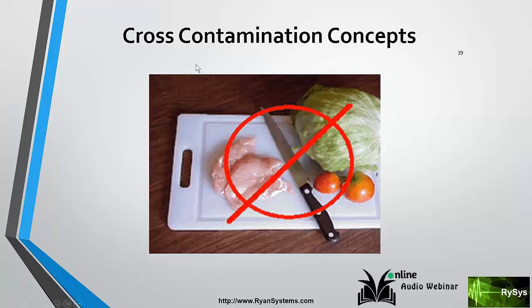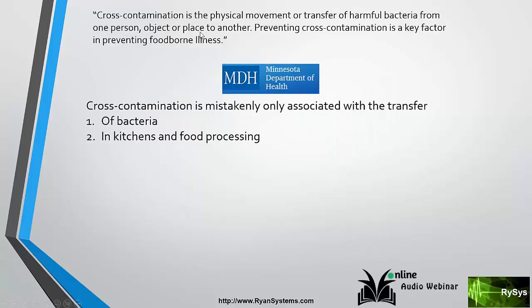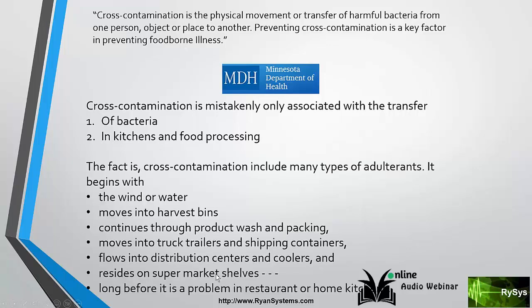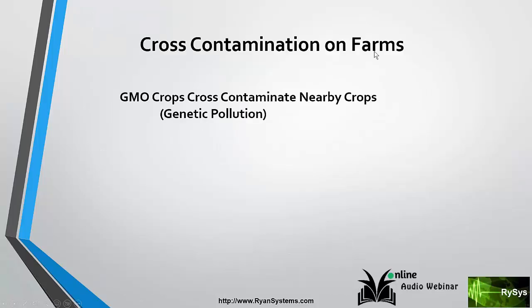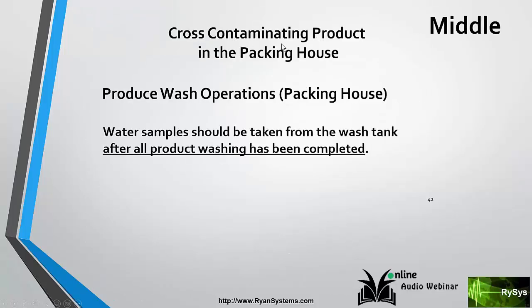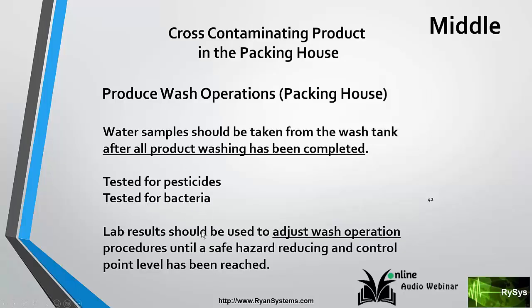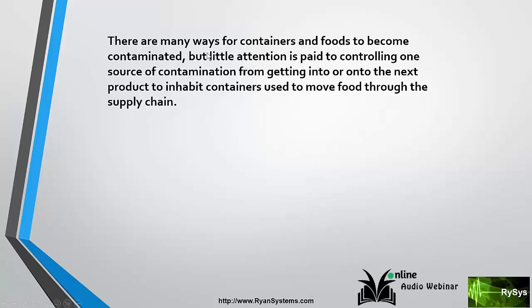Talk about cross-contamination now. Okay, cross-contamination is the physical movement or transfer of harmful bacteria from one person, object, or place to another and resides on supermarket shelves. Let's look at cross-contamination on farms. Cross-contaminating product in the packing house, okay? And so they keep washing dirty product and they put clean product in the dirty. There are many ways for containers and foods to become contaminated, but little attention is paid to controlling one source of contamination from getting into or onto the next product to inhabit containers used to move food through the supply.